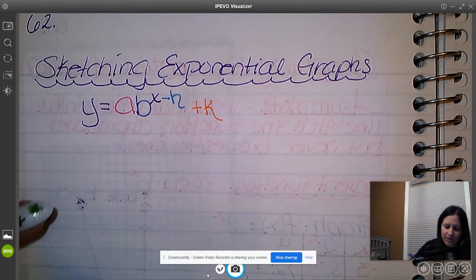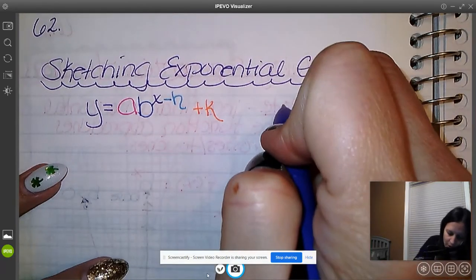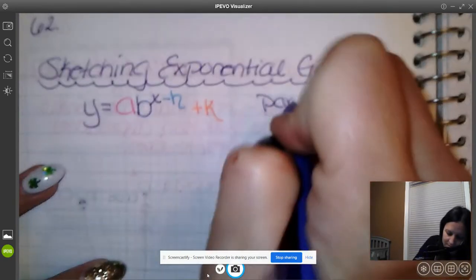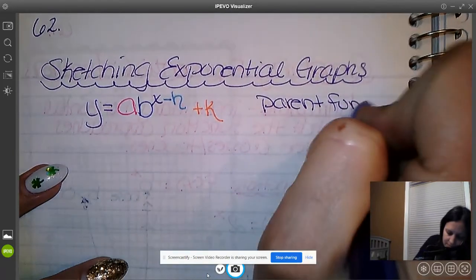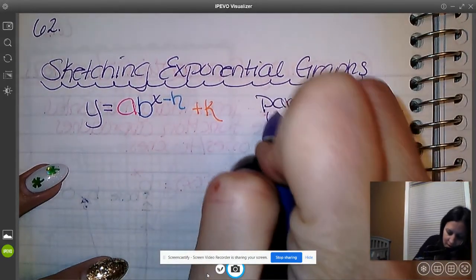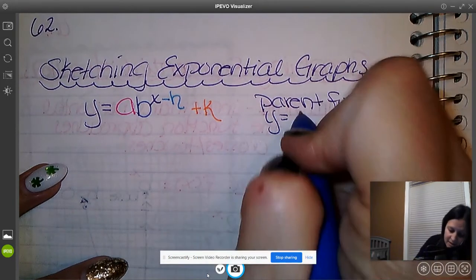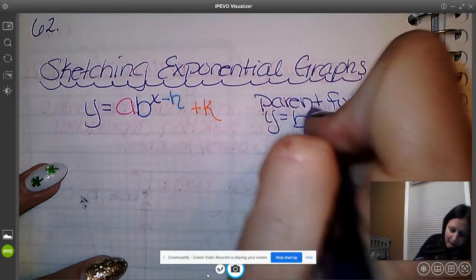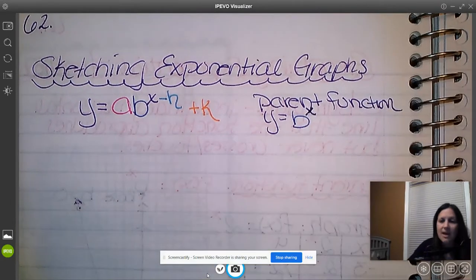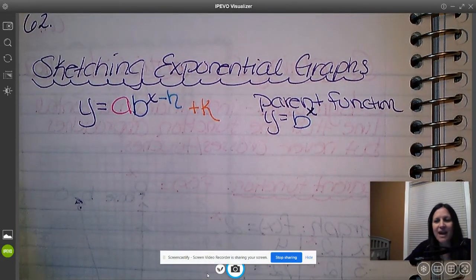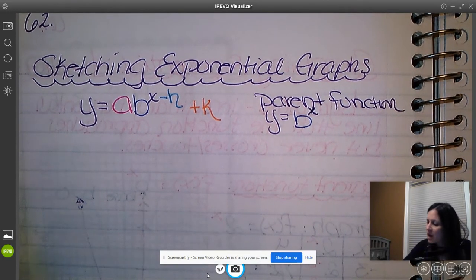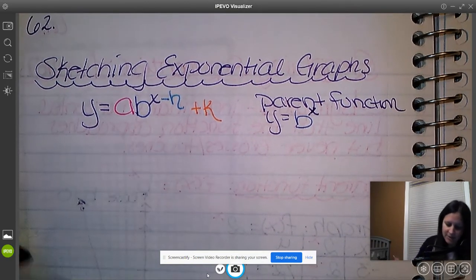And if you think about it, your parent function is y equals b to the x. And remember, we talked about how that base can be anything except negative, right? It has to be greater than 0. It also can't be 1 because that's not an exponential function. That would just be a straight line, a horizontal line. Okay, so let's break this up into pieces.